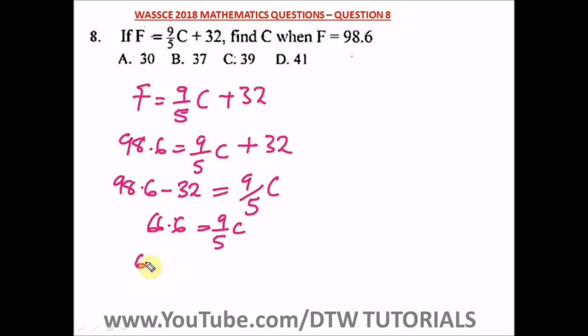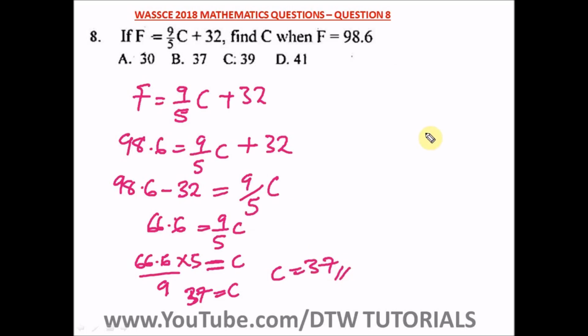So we have 66.6 times 5 divided by 9 is equal to C. All right, punching your calculator, 66.6 times 5 divided by 9 will give us 37 equal to C. So C is equal to 37. Okay, and our right option here is option B.